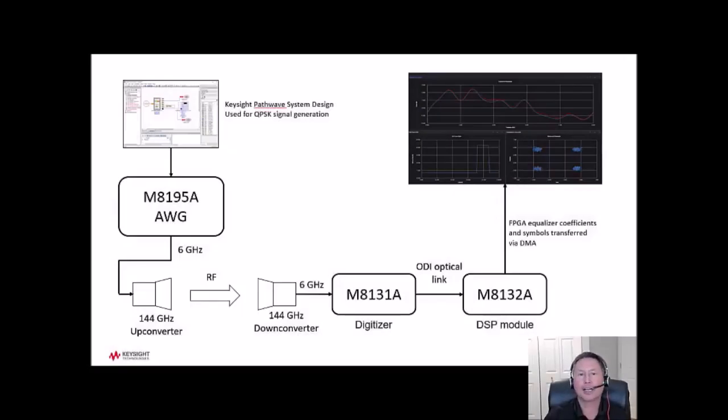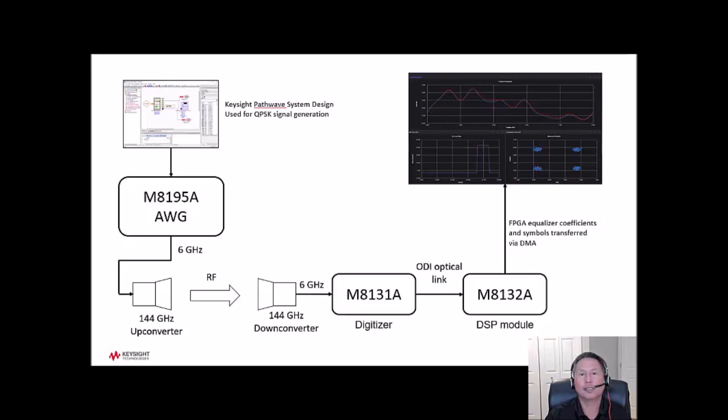Here is a high-level block diagram of the system. Keysight's PathWave System Design, formerly known as SystemVue, is used to generate a transmit QPSK waveform. This waveform is loaded into the memory of the M8195A arbitrary waveform generator module. The M8195A AWG transmits the waveform at an IF of 6 GHz. A VDI upconverter upconverts the 6 GHz IF to 144 GHz and transmits the 144 GHz signal out of a horn antenna and over the RF channel.